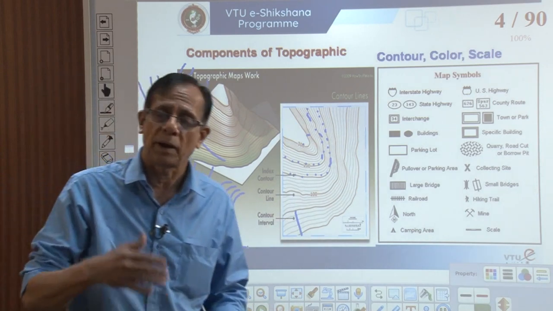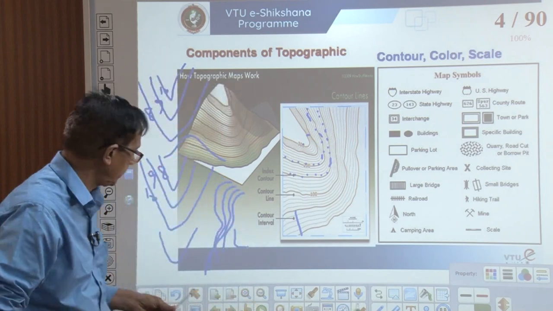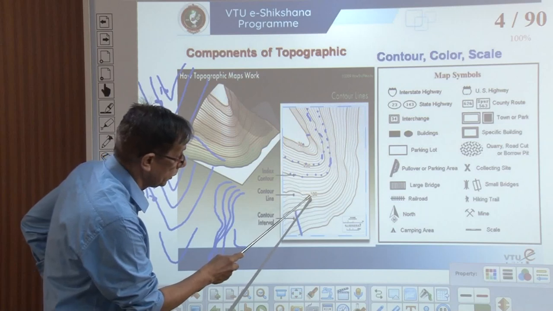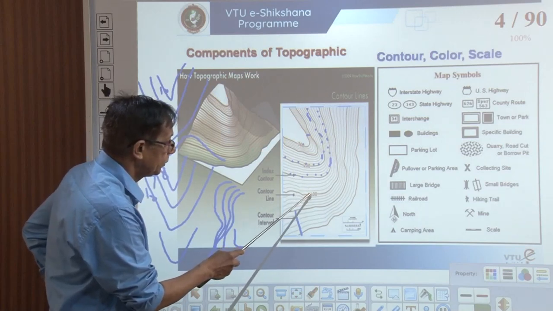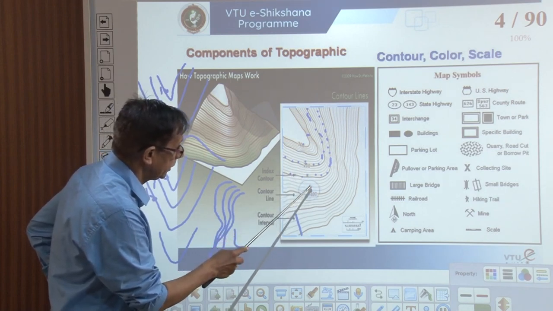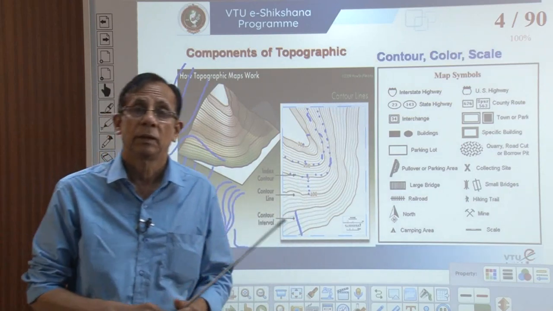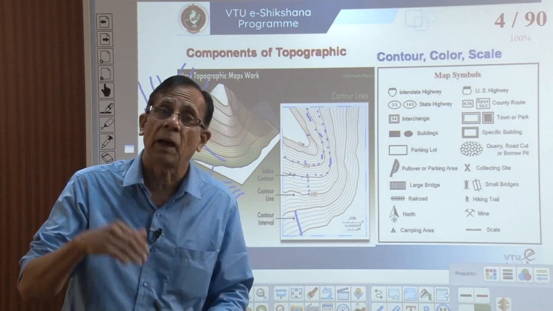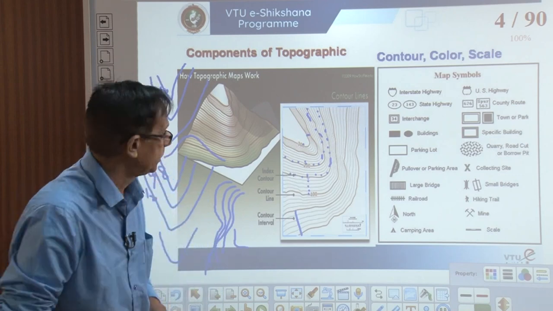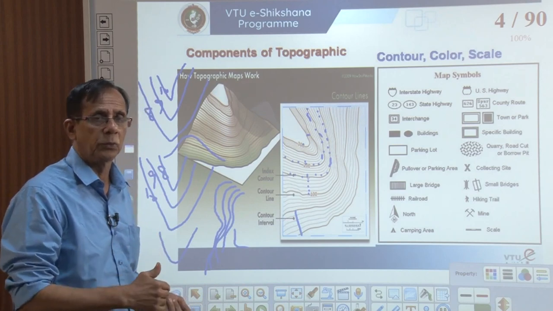Thus, contour patterns primarily help us to understand the ground condition, and they are all indicated by a bold brown line. Every fifth contour is bold, and if this is 100, this is 200, this should be 150, meaning 10, 20, 30, 40, like that. These are the contour intervals. Contour intervals help us to understand the slope condition in that area. Thus, a contour gives a good amount of information about the ground.